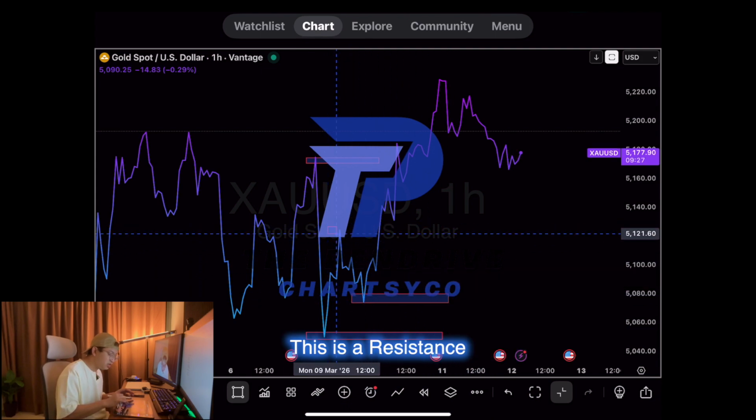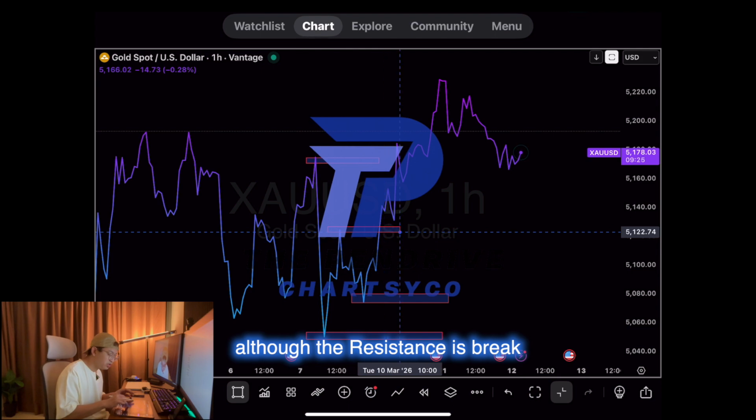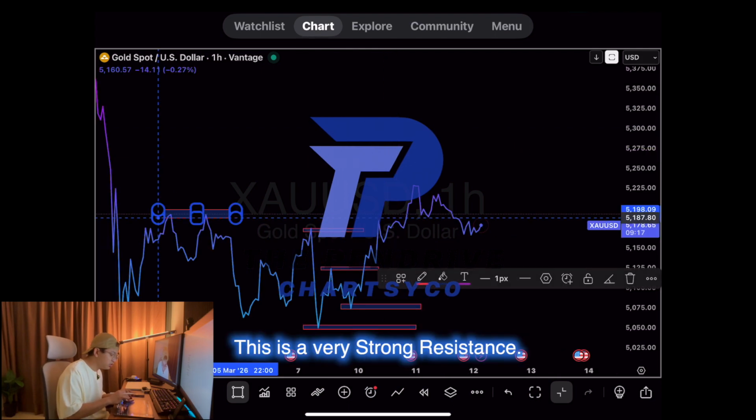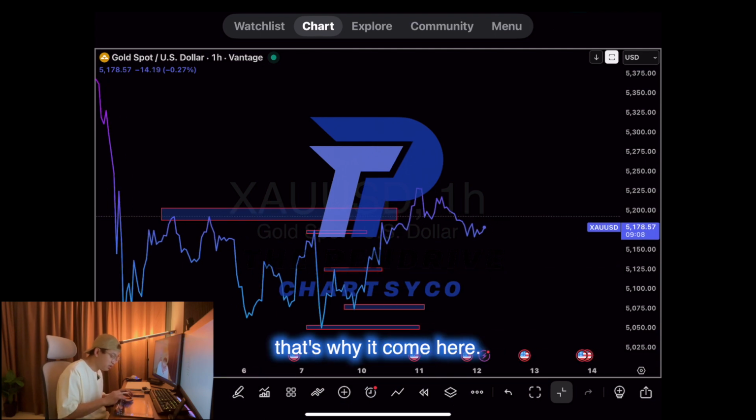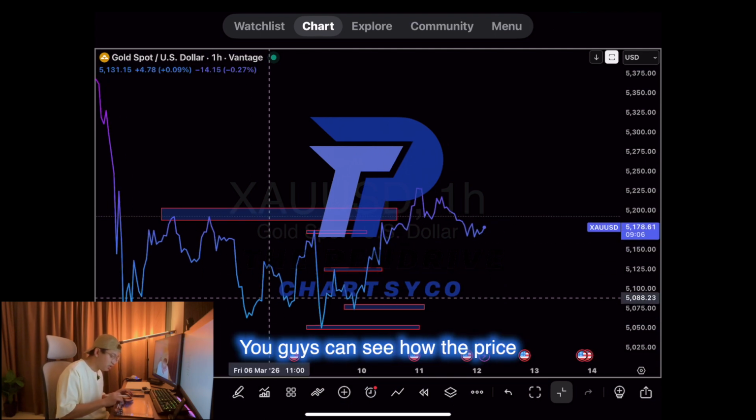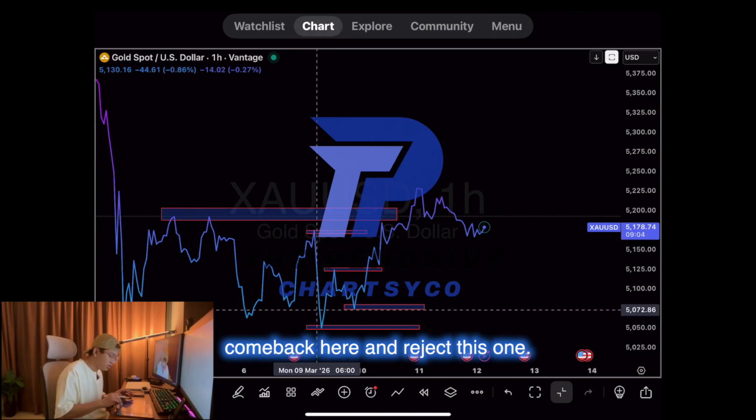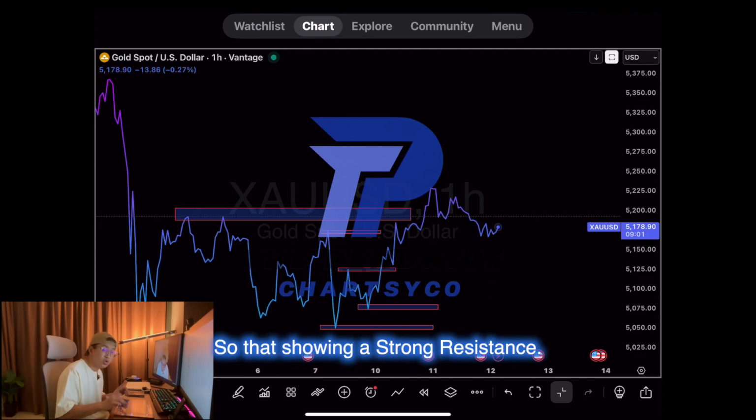This is a resistance. Although the resistance is broken, you see, why? Because it only has one touch on it. This is a very strong resistance. As you guys can see why it's a strong resistance, that's why it comes here. You guys can see how the price comes back here and rejects this one. Okay, so that shows a strong resistance.